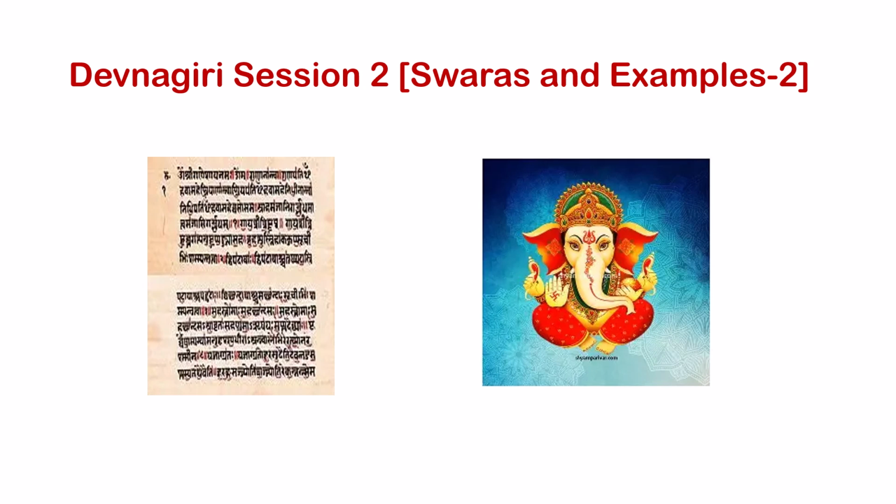The next set of swaras, I'll again share my screen. So, if you can see in the Varnamala chart also, the next few words that are there: a, e, u.